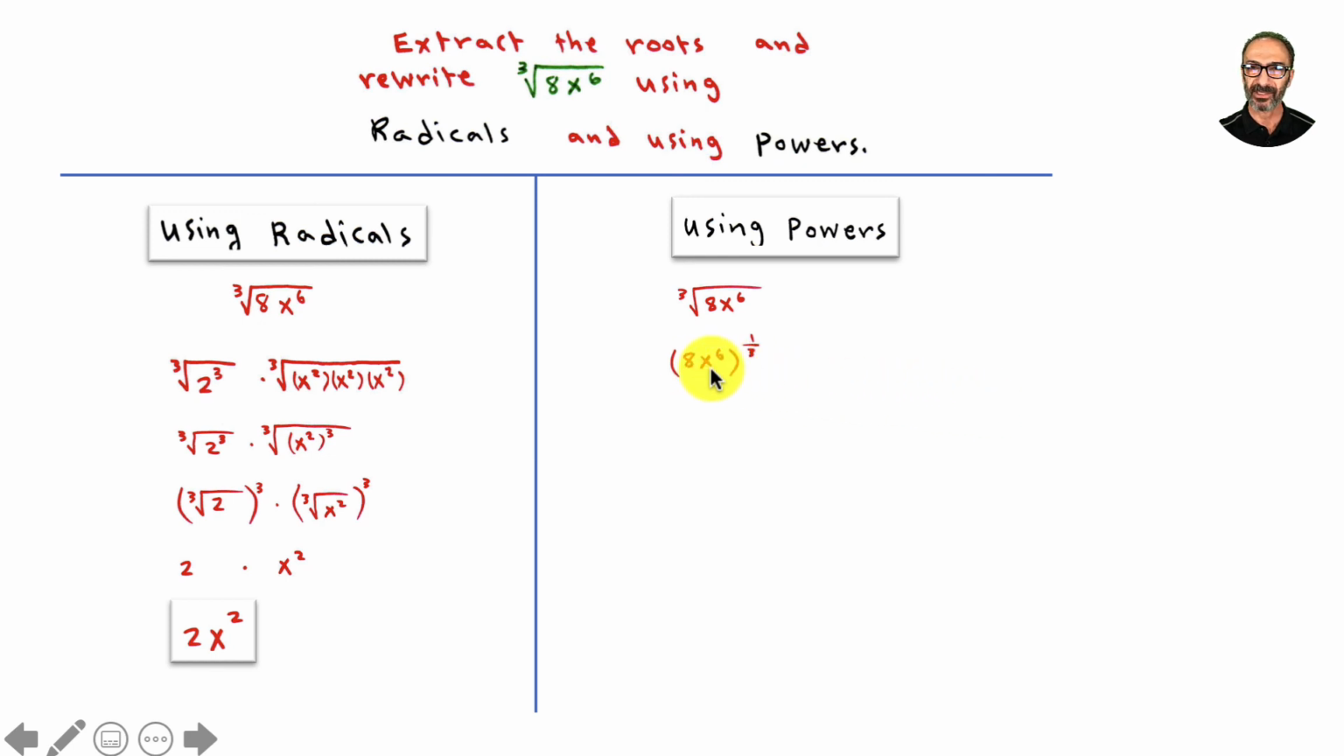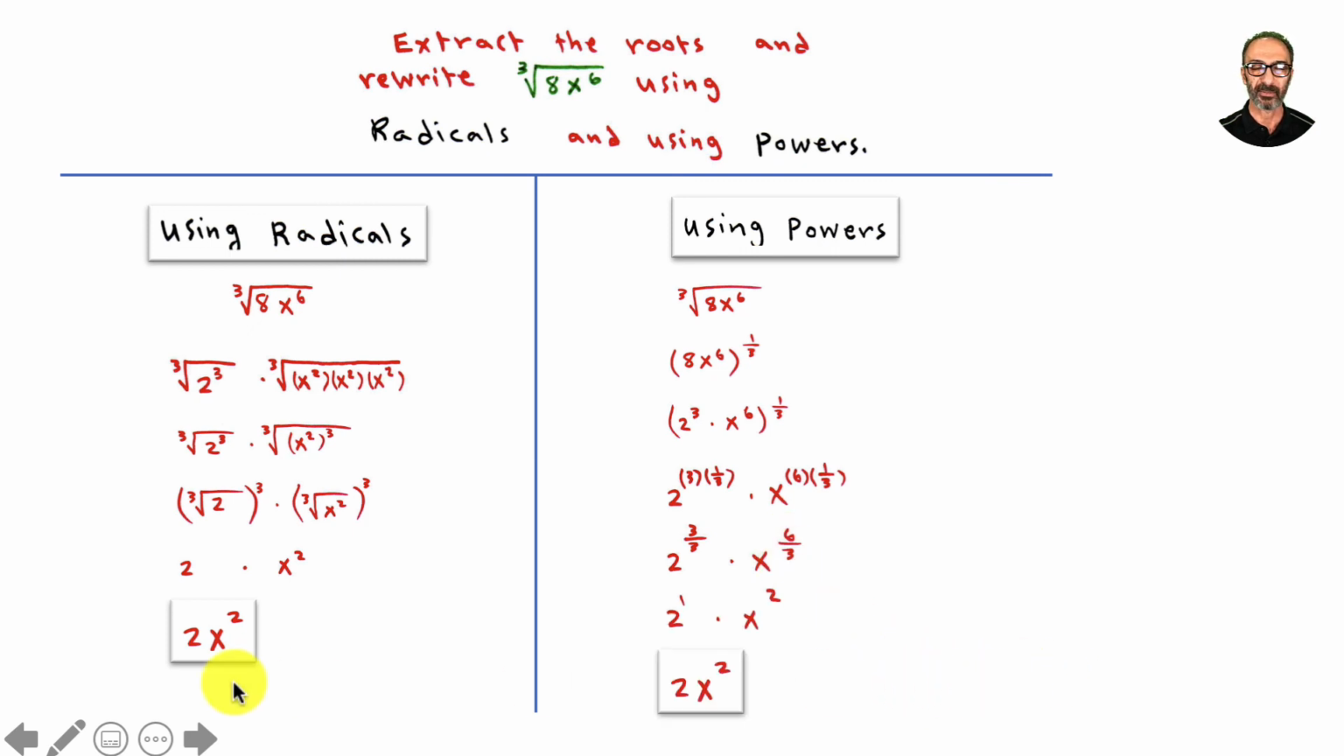Now we could look inside as a product, 8 times x to the 6 as 2 to the third times x to the 6, and then apply the power 1/3 to both products inside. 1/3 times 3 and 1/3 times 6, which is 3 over 3 and 6 over 3. I know it's kind of small to look at, but I don't want to skip steps, that's why. 3 over 3 is 1, 6 over 3 is 2, and now I have the same answer. That should do it for this video.